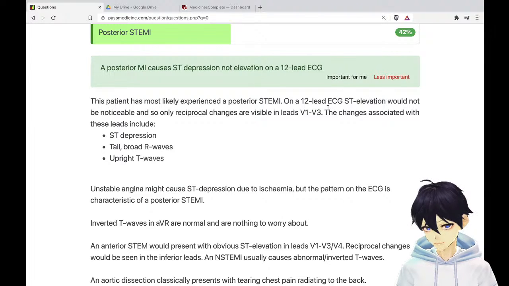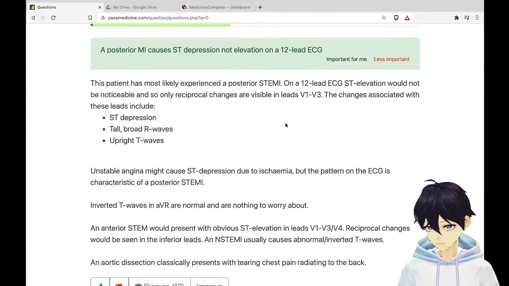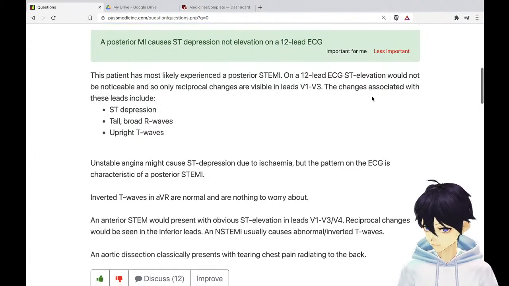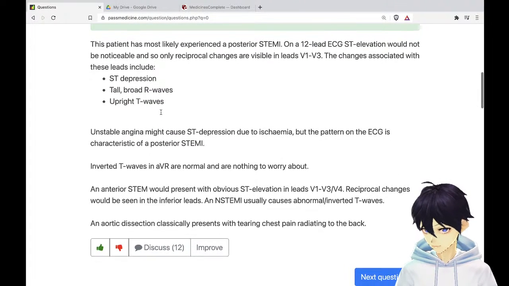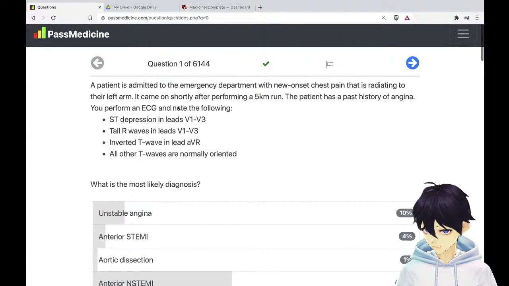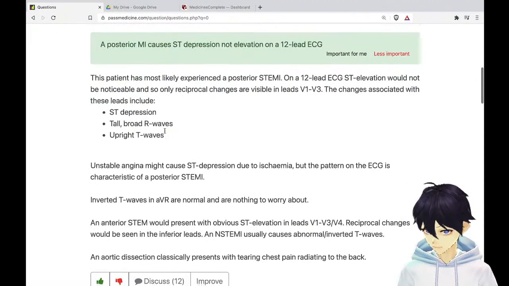On a 12-lead ECG, ST elevation would not be noticeable, and so only reciprocal changes are visible in leads V1 to V3. The changes associated with these leads include ST depression, tall broad R waves, upright T waves. Upright T waves in V1 to V3.